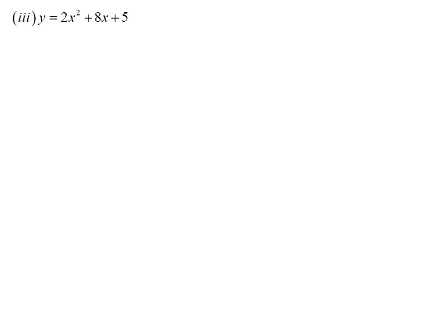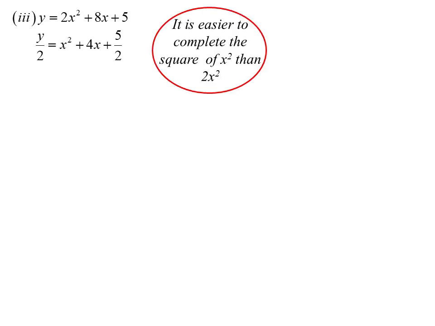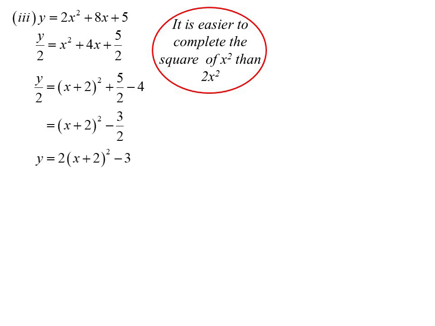Okay. Again, this must be a parabola, but it's a lot easier to complete the square on x squared than 2x squared. So the first thing I'm going to do is just divide everything by 2, just to make my life a little bit easier. Now I've got x squared plus 4x plus 5 on 2. Complete the square, but then I'll multiply back out by the 2. There I've got it. y equals 2 outside of x plus 2 squared minus 3.